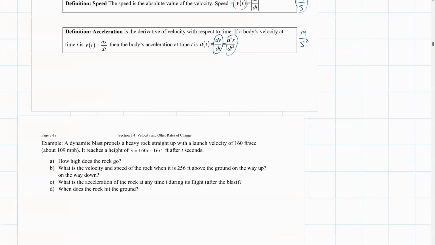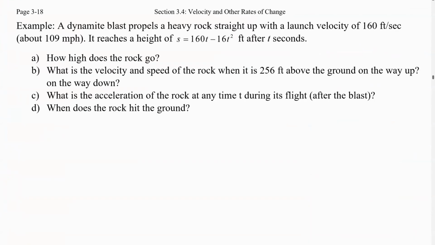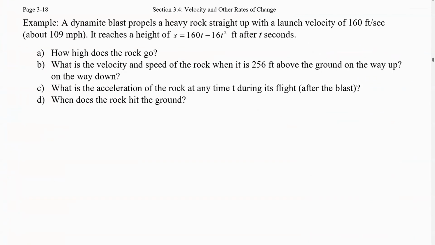All right, let's go ahead and apply these ideas to a problem. A dynamite blast propels a heavy rock straight up with a launch velocity of 160 feet per second. The height of the rock is a function of time: 160t minus 16t squared after t seconds. How high does the rock go?